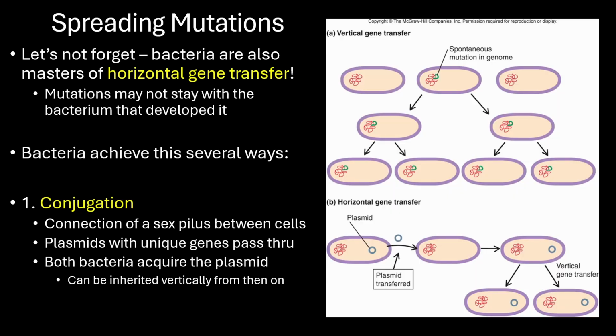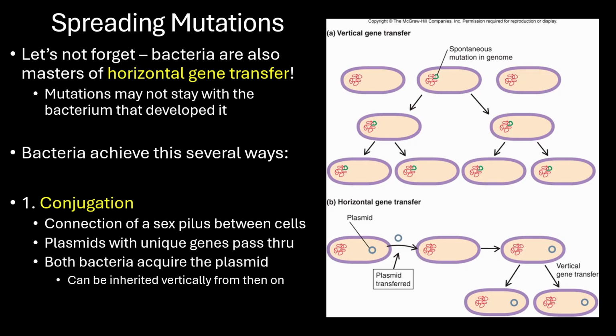And let's not forget that bacteria also have this really amazing ability to do horizontal gene transfer, to move genetic information between individuals that already exist and not just to their descendants. Mutations, therefore, don't have to just stay with the organism that developed it and their immediate descendants. They can be passed around like candy. Bacteria can achieve this in a number of ways, and we've already talked about this in various degrees, but let's cover it again. Number one, we have conjugation.